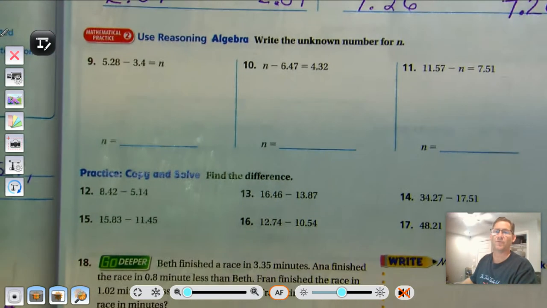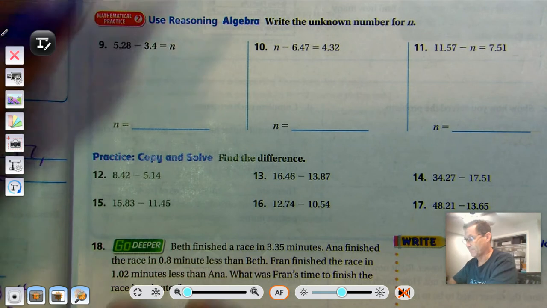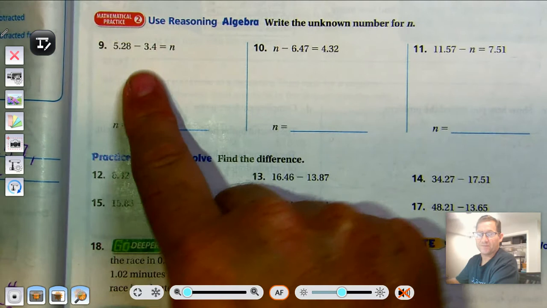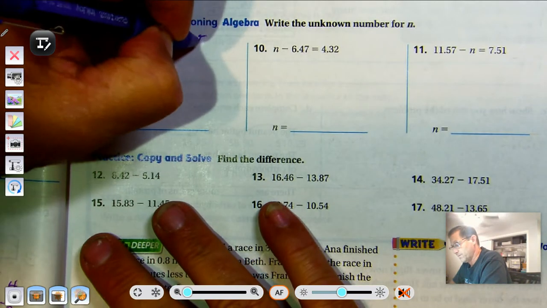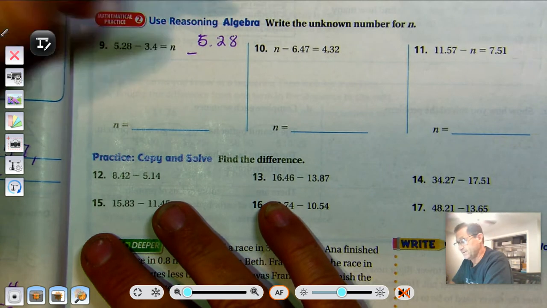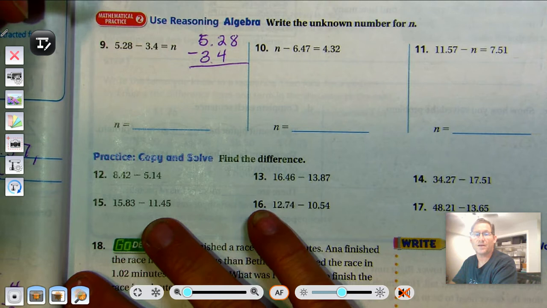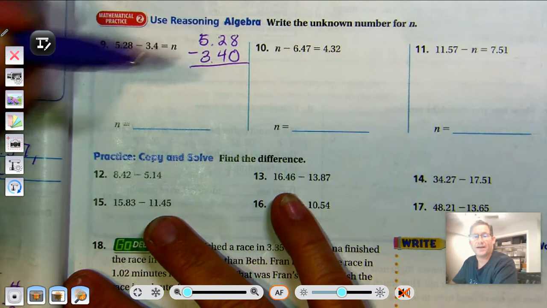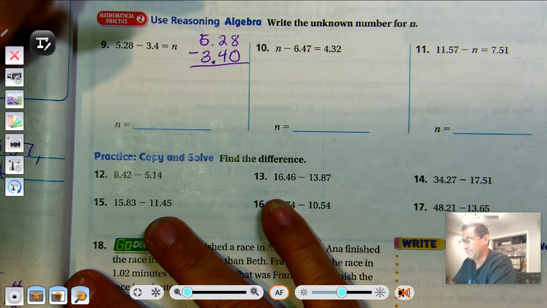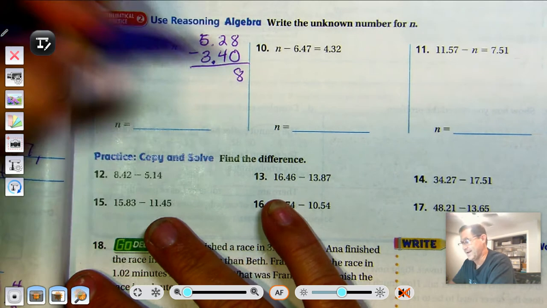Number 9. Write the unknown number for n using reasoning for algebra. Using reasoning. Concept of algebra. So number 9 is no different than what we've been doing for all of these problems so far. So 5 and 28 hundredths, take away 3 and 4 tenths. Well, let's keep our place value the same by adding a 0 after the 4. All right, now subtract the hundredths. 8 hundredths, take away 0 hundredths is 8.